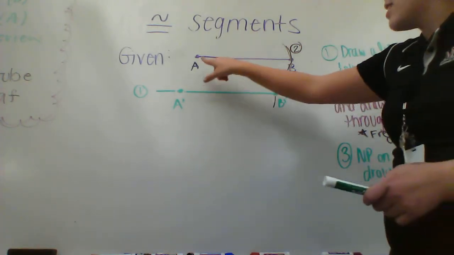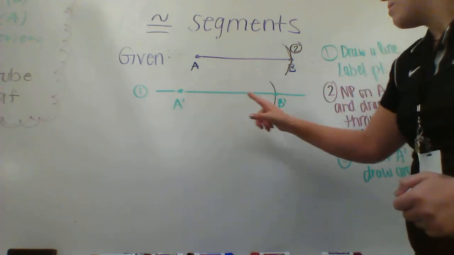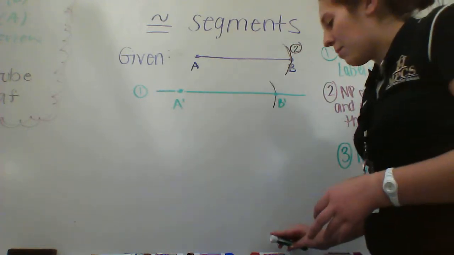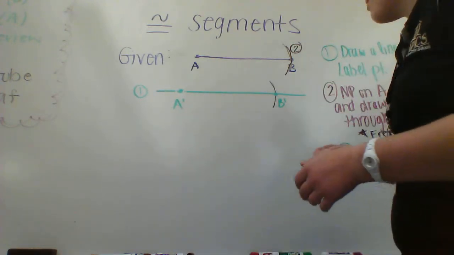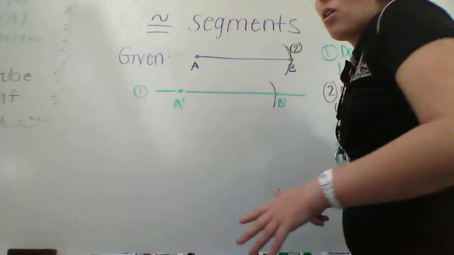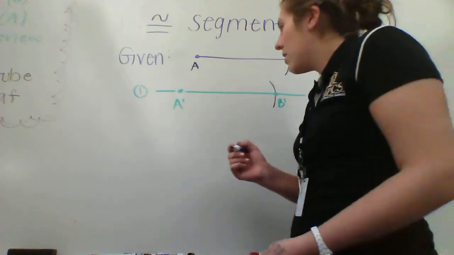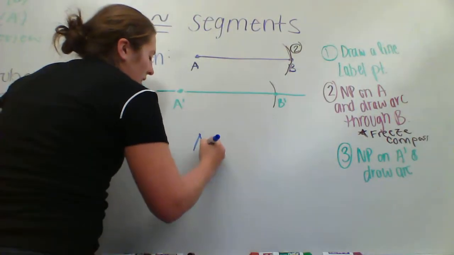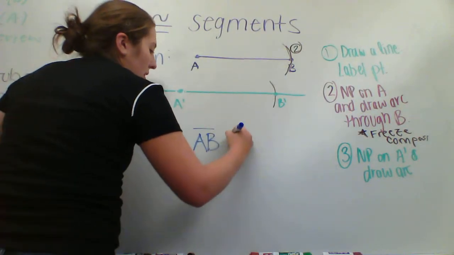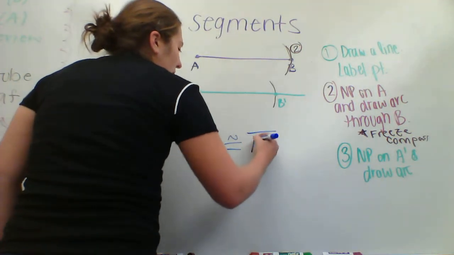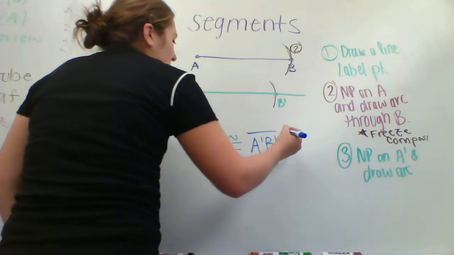So my distance from A to B and A prime to B prime should be the same if I kept my distances the same. So you can check that by measuring it with your compass lengths or with a ruler. So now we've done that, we can then conclude that segment AB is congruent to segment A prime B prime.